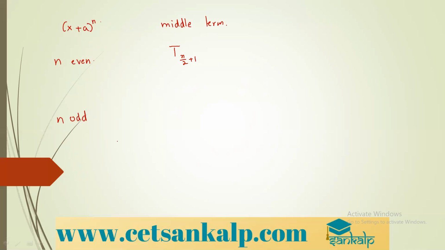But when n is odd, there are two middle terms. What are the two? One is the n plus 1 by 2th term, and the other one is the n plus 1 by 2 plus 1th term. These two will be the middle terms.